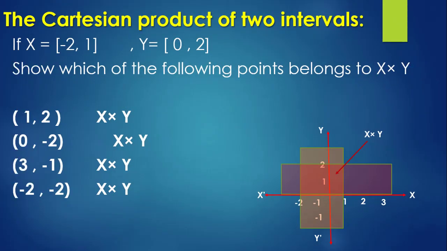Okay, now show which of the following points belongs to x by y. This is x by y. Okay, this region is x by y, this region. Which of the points belongs to x by y and which are not?